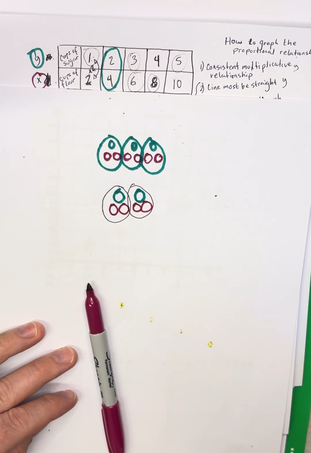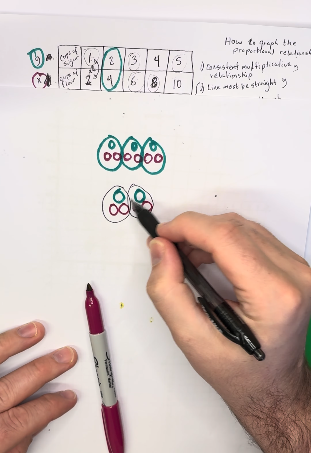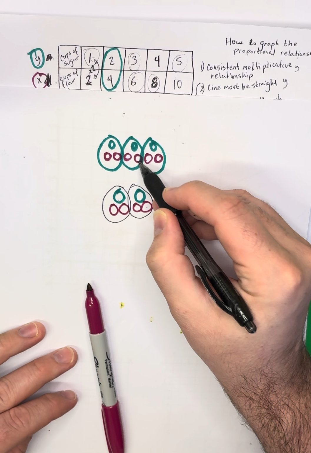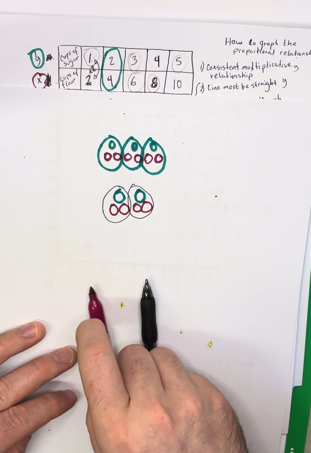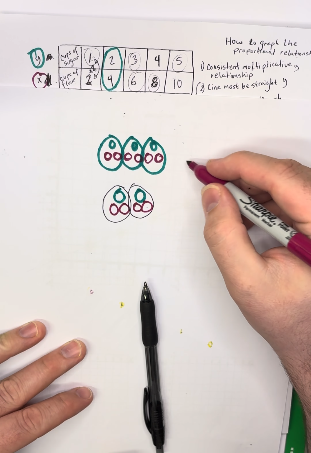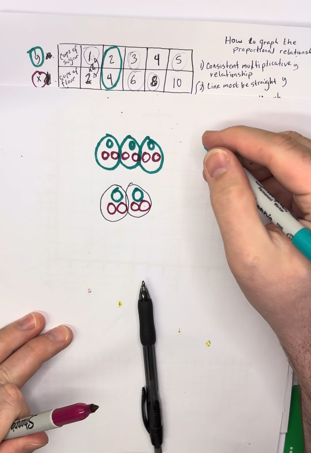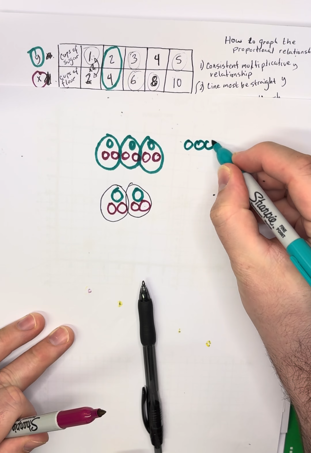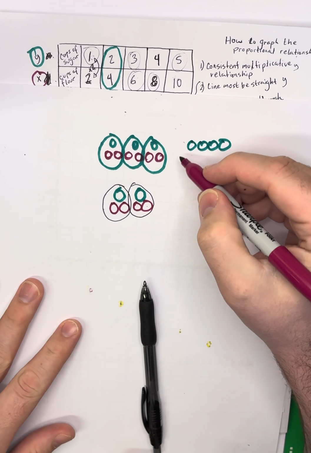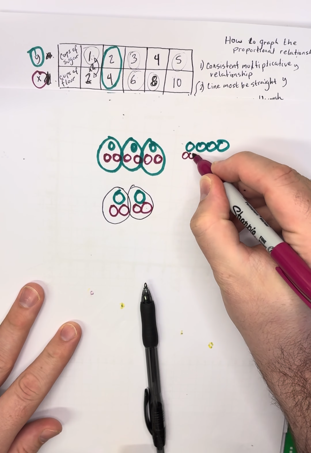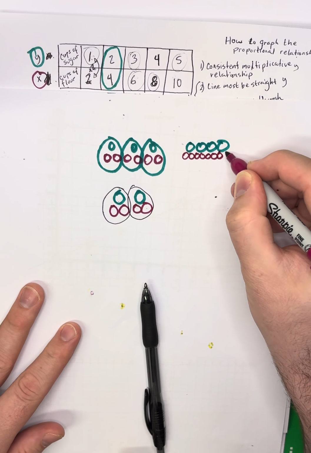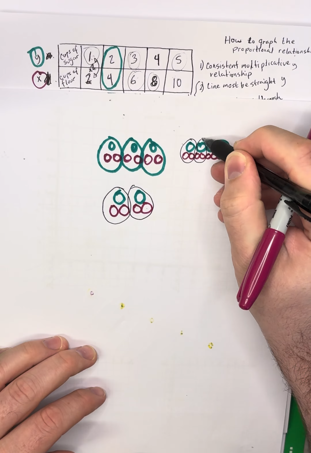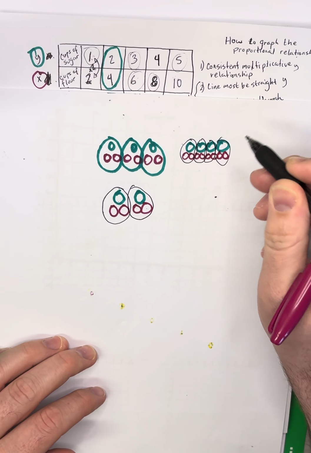I group them together, and I see that 1, 2, 1, 2, 3, 4. 1, 2, 3, 1, 2, 3, 4, 5, 6. Same if you keep going with the same pattern. We say 4 cups of sugar. All right, 1, 2, 3, 4. Every cup of sugar is going to have 2 cups of flour. 1, 2, 3, 4, 5, 6, 7, 8. Group them together. 1, 2, 3, 4.